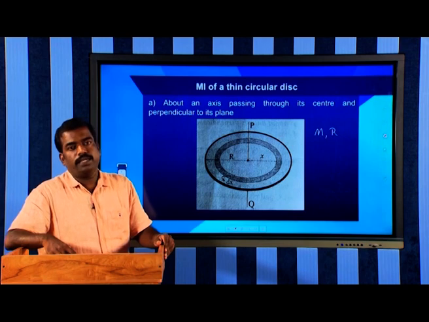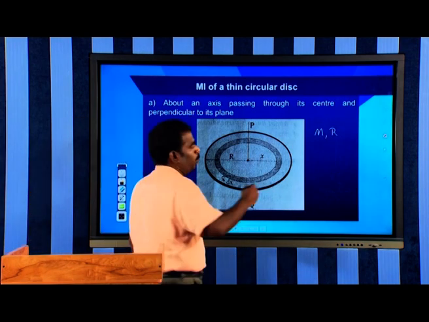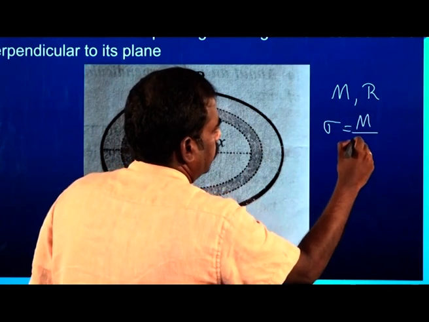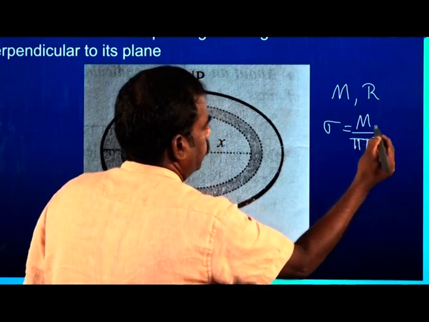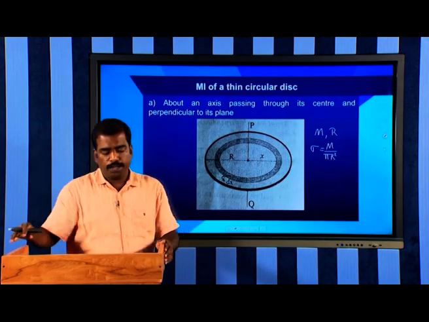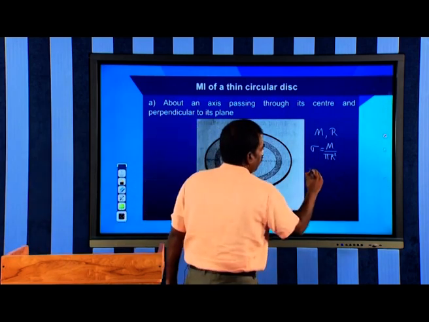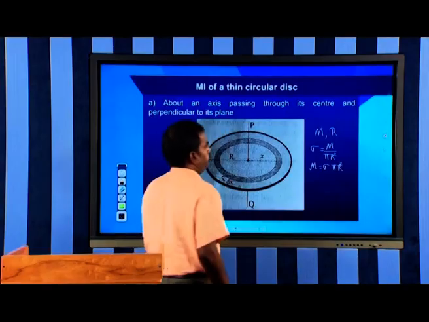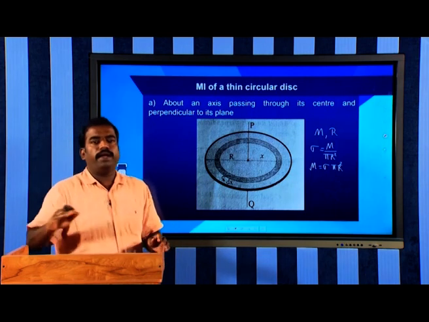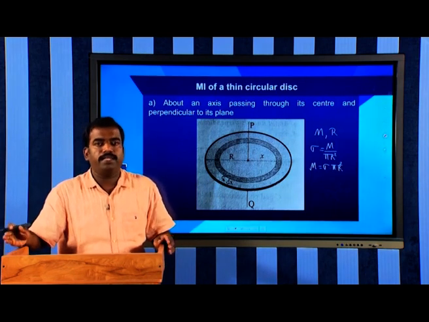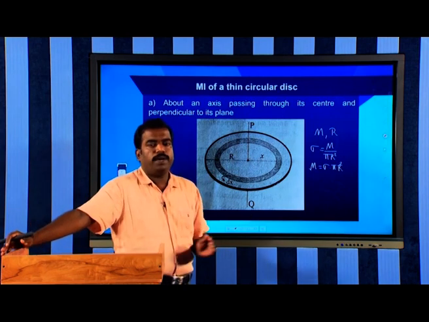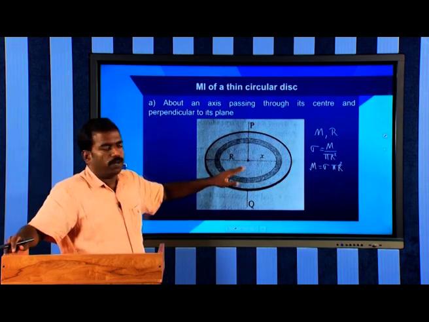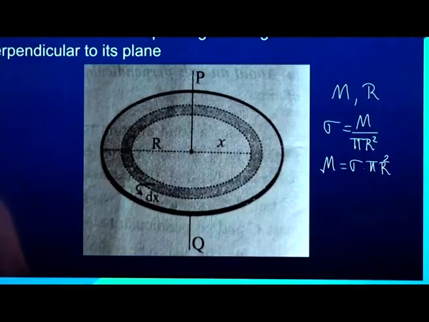Here also we are considering mass per unit area, which is given by sigma. Sigma equals mass by area, and this area equals pi r square. So, sigma equals M by pi r square, or the total mass of the body capital M equals sigma into pi r square. So, we considered a circular disc of mass capital M and radius capital R, and sigma is the mass per unit area.